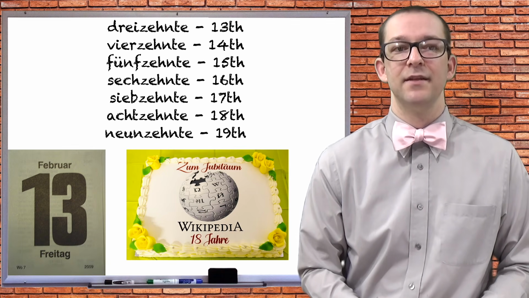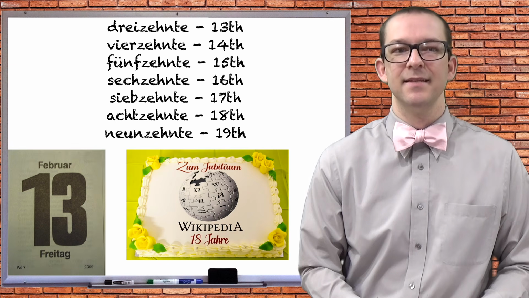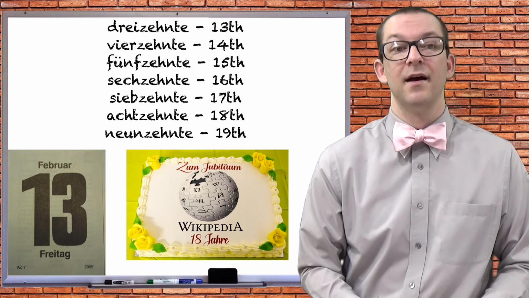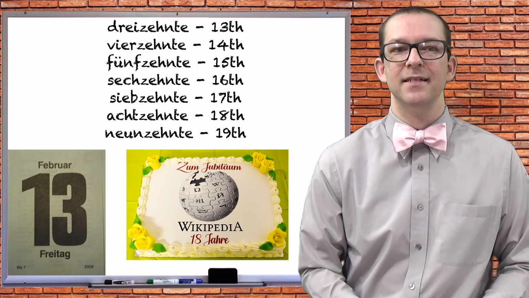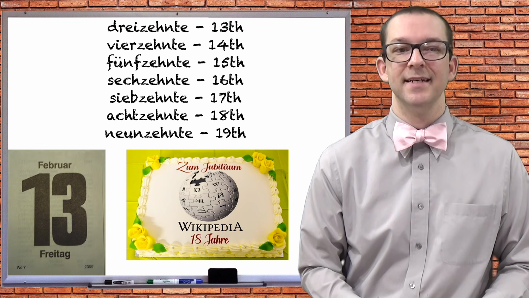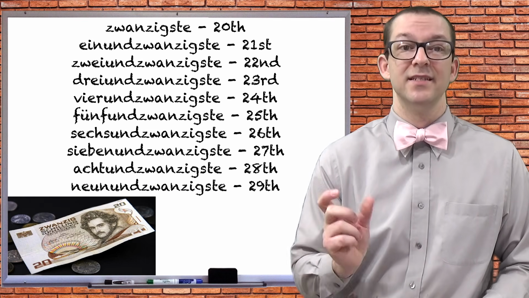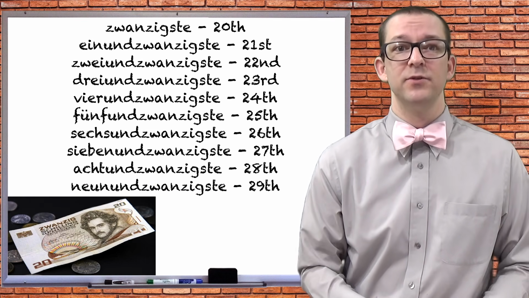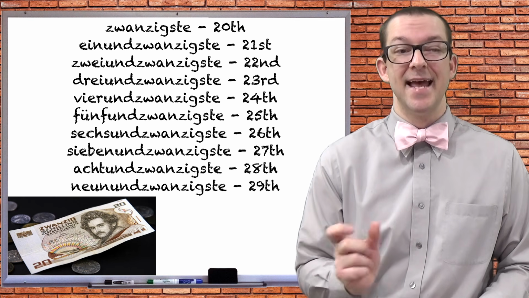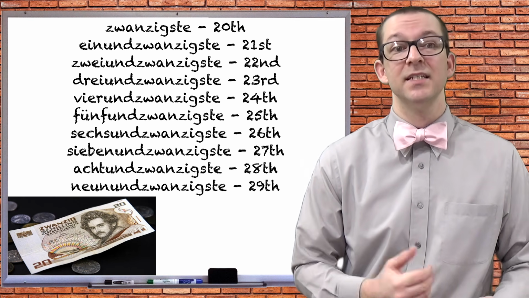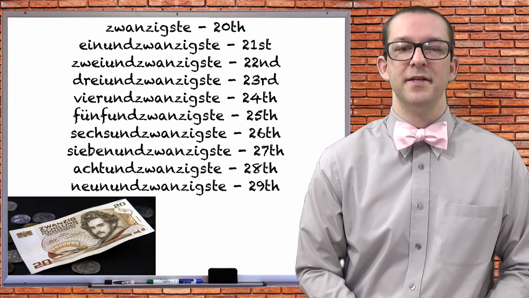Vierzehnte, 14th. Fünfzehnte, 15th. Sechzehnte, 16th. Siebzehnte, 17th. Achtzehnte, 18th. Neunzehnte, 19th. After 19, the numbers end with 20, and in order to make those into an ordinal number, you need to add STE. Zwanzigste, 20th.